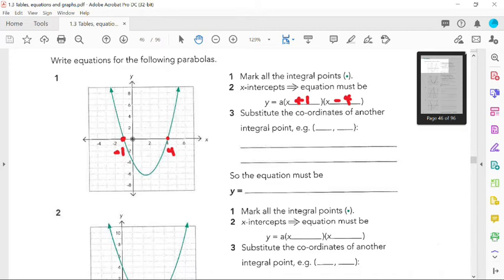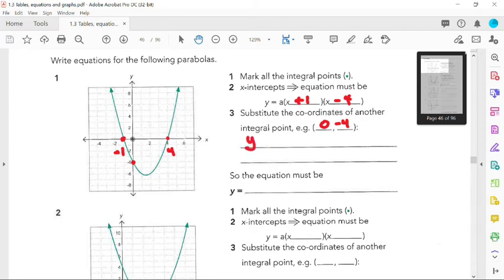Now, we're going to substitute the coordinates of another integral point. And when they say integral point, that just means any point you can see. And in this particular one, I like that point right there. Can anybody tell me why I like that point right there? Yeah, it's the y-intercept, so the x value is going to be 0. So my point is (0, -4). Now, it doesn't mean I'm working with a negative number, but, who cares? Remember which one's x and which one's y. Yeah? Now, we're going to solve this equation using that point.